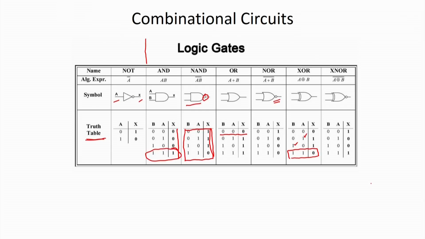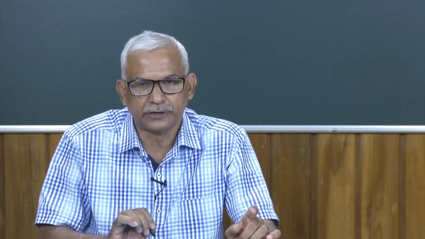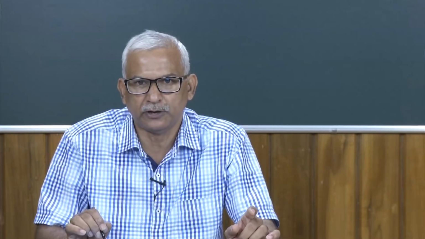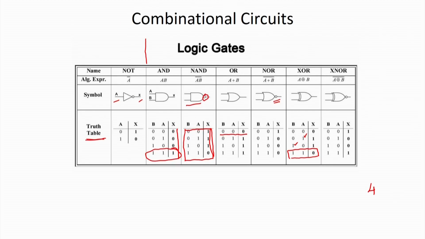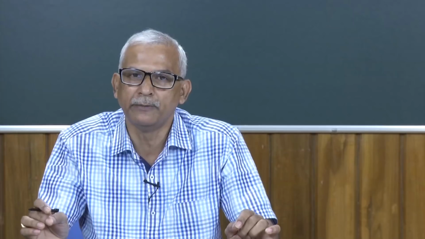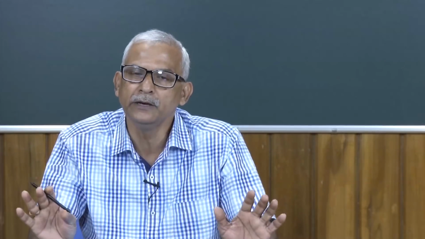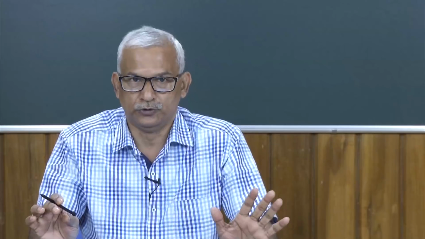So, we have four possible input combinations, and for these four possible input combinations, either all outputs are 0, all outputs are 1, or maybe some of them are 1 and some of them are 0. In that case, we are going to get a total of 16 different combinations. That means 16 different binary functions can be implemented if we have two inputs.